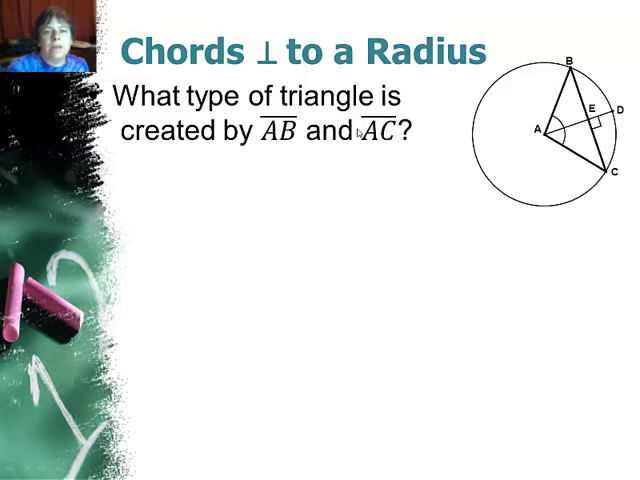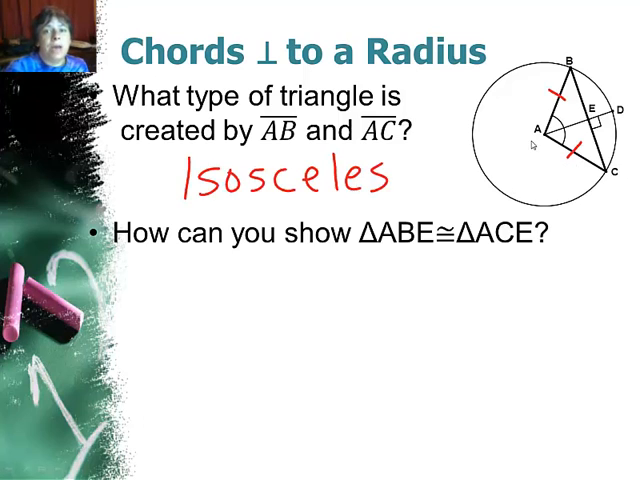Well, AB and AC are congruent, so it creates an isosceles triangle. If it's an isosceles triangle, then you can say that angle ABE is congruent to angle ACE. Now, I don't know that these two angles are congruent yet, so I can't really use that. But I do know that the two pieces here are congruent, so it creates the isosceles.